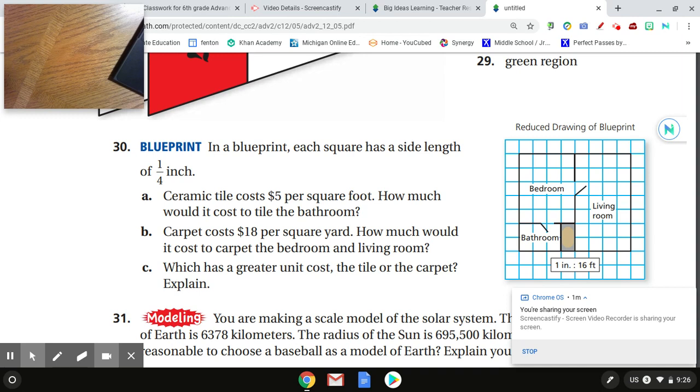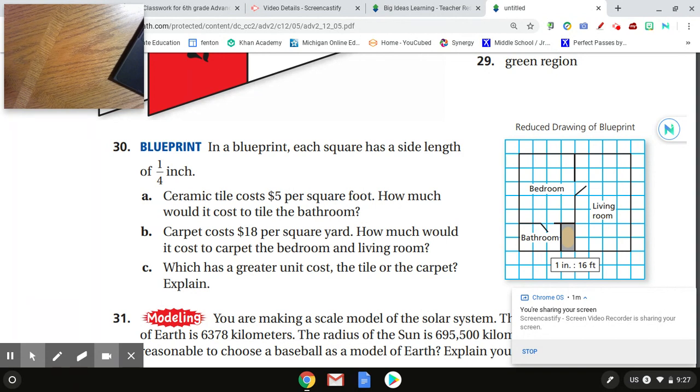Okay, 1/4 inch. And then if you notice down here on the bottom of the drawing, it says 1 inch colon 16 feet. So there is your scale factor, right? So 1 inch represents 16 feet. So part A says ceramic tile costs $5 per square foot. How much would it cost to tile the bathroom?